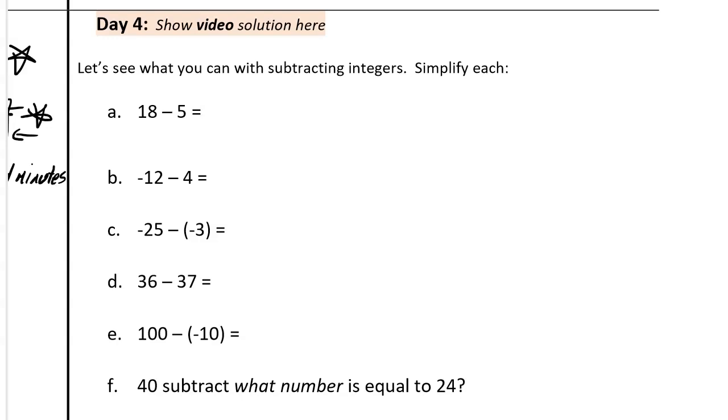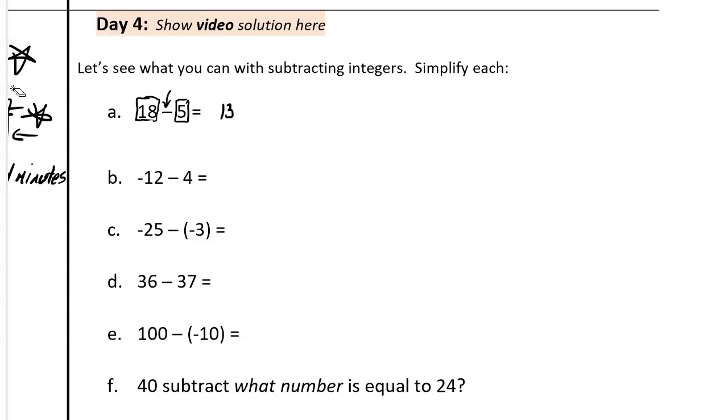Here is the answer for the day 4 bell work. Let's see what you can do with subtracting integers. Simplify each. Question A. The first number is 18. The second number is 5. The operation is subtraction. 18 subtract 5 is 13.